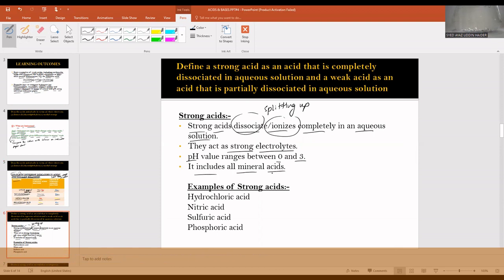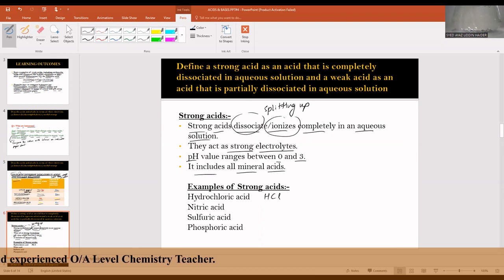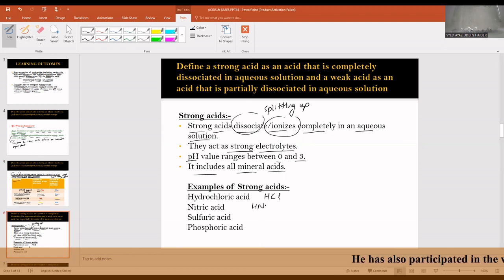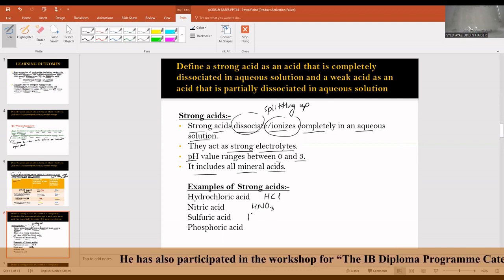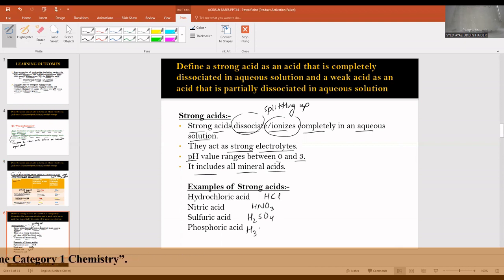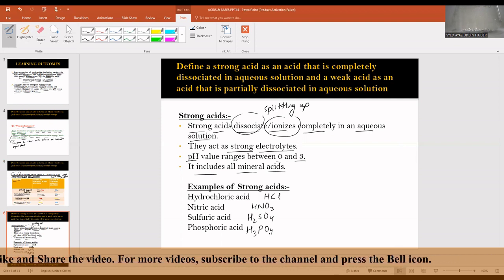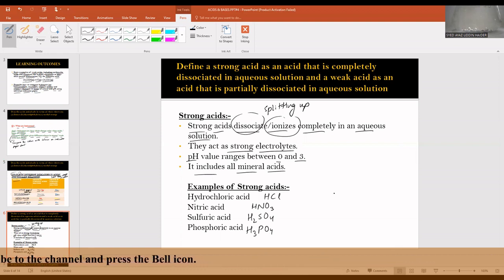Some examples of strong acids are hydrochloric acid. You know the formula, which is HCl, nitric acid, which is HNO3, sulfuric acid, which is H2SO4, phosphoric acid, which is H3PO4. There are some other examples of strong acid like perchloric acid, which is HClO4.